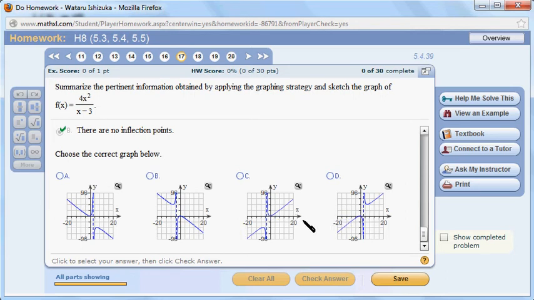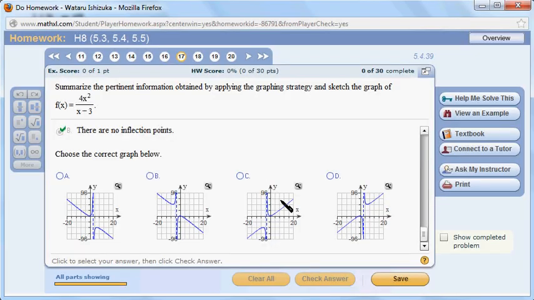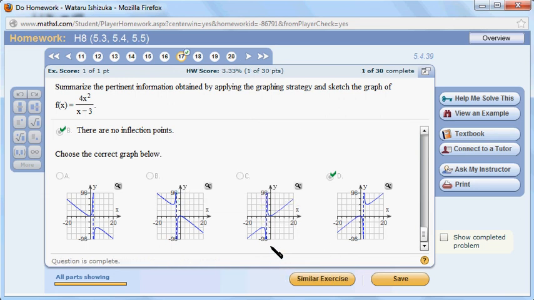Another thing is that we have a vertical asymptote at x equals 3. Here, the vertical asymptote is on the negative side. This one has the vertical asymptote on the positive side. So this has got to be the picture. Check the answer. We got that. That's it. I hope that this was clear.